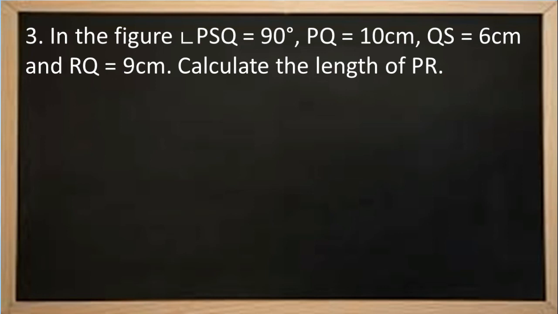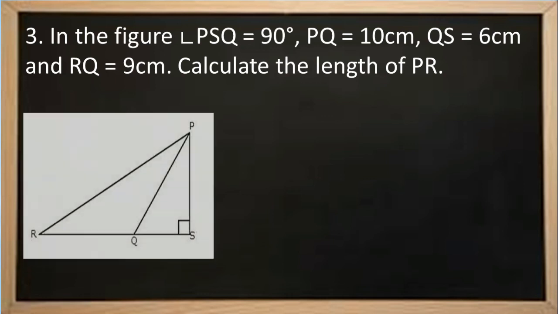Question number 3. In the given figure, angle PSQ is equal to 90 degrees, PQ is equal to 10 centimeters, QS is equal to 6 centimeters and RQ is equal to 9 centimeters. Calculate the length of PR. The diagram is given in the question.